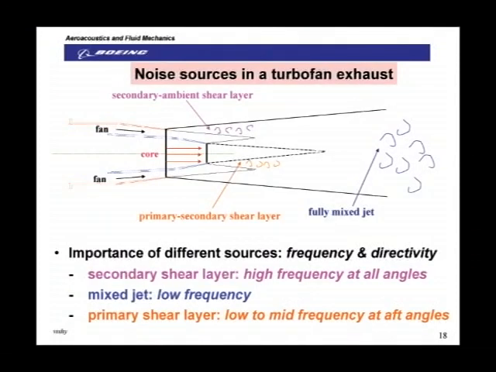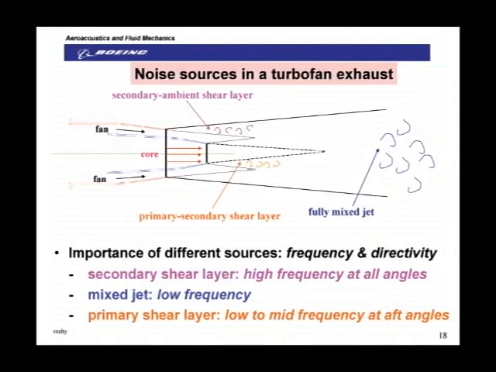Now we can visualize this in a simple way. You have the hot core flow surrounded by cooler fan flow here, and you have an inner shear layer between the primary and secondary flows, and there's an outer shear layer between the fan and ambient flow, and finally you have a fully mixed jet. So if you have to construct a model of the jet noise, you could look at this as three different sources.